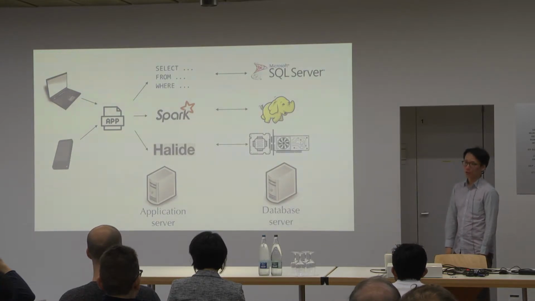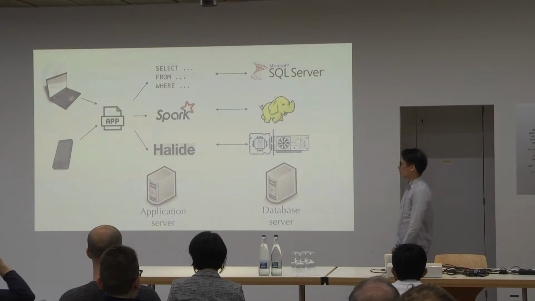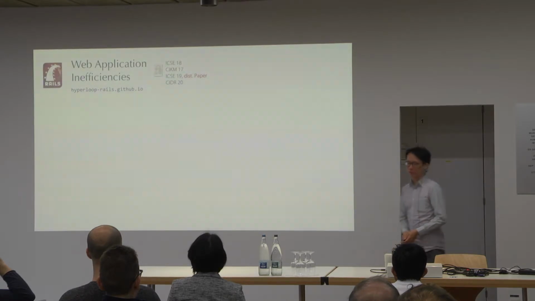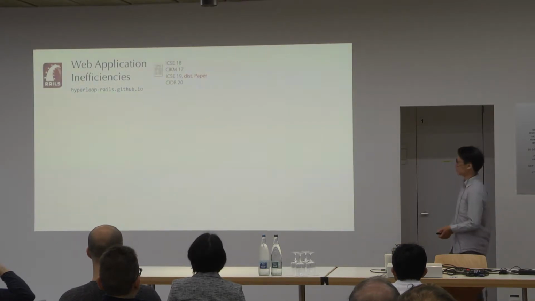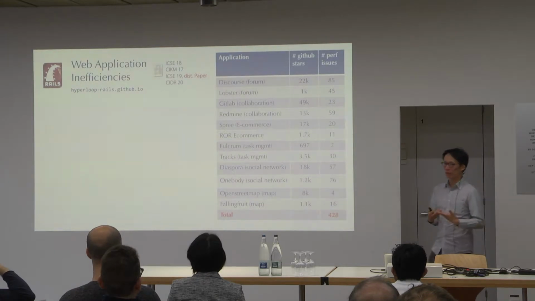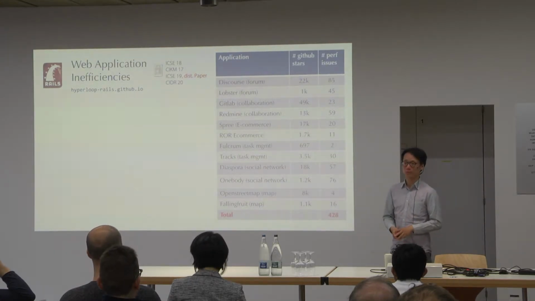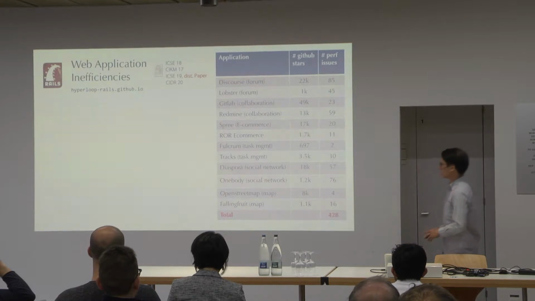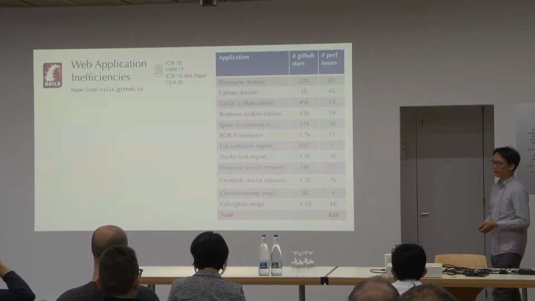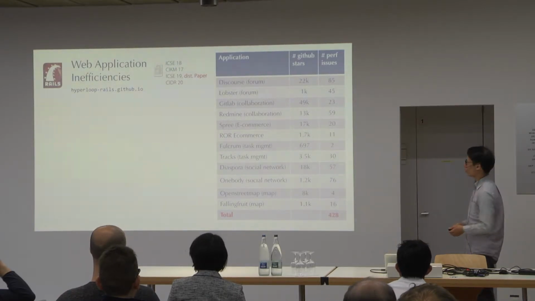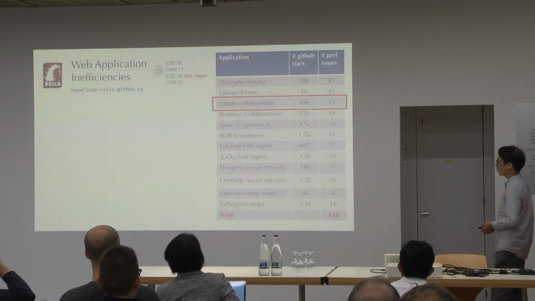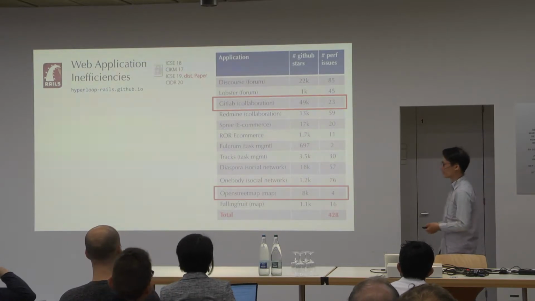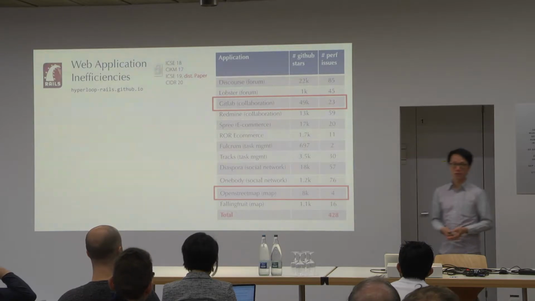As Cheung talked about yesterday, we've done a study where we looked at open source web applications, and we found a bunch of performance problems in these kinds of applications. These are not toy examples that you might find people doing for projects or their homework. Some of these are quite interesting applications, such as GitLab and OpenStreetMap, which some of you might have actually used before.